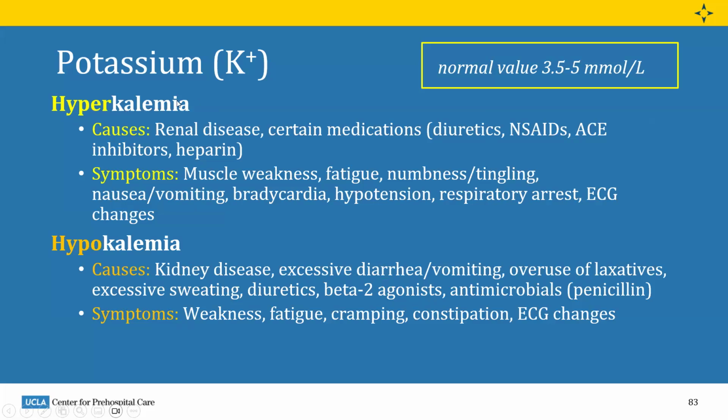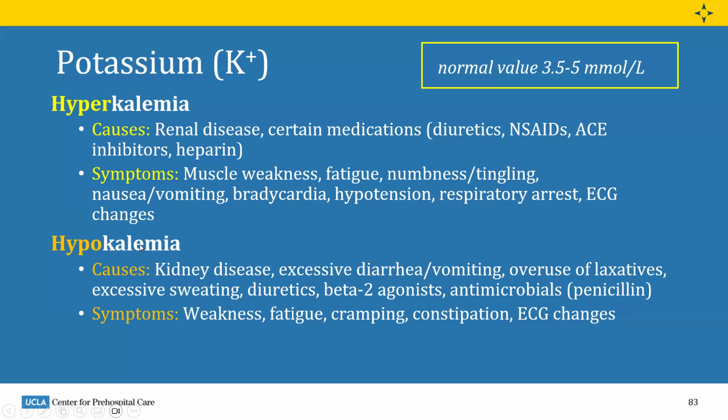So hyperkalemia, this is high levels of potassium, can be caused again by renal disease. So if we can't control in our collecting ducts, the level of potassium being reabsorbed or secreted, as well as certain medications can also cause hyperkalemia. Some of the problems or symptoms that we see are muscle weakness, fatigue, numbness, tingling, nausea and vomiting, bradycardia, hypotension, respiratory arrest, and changes in our ECG exams, right?